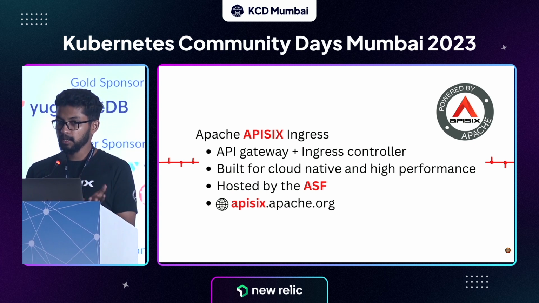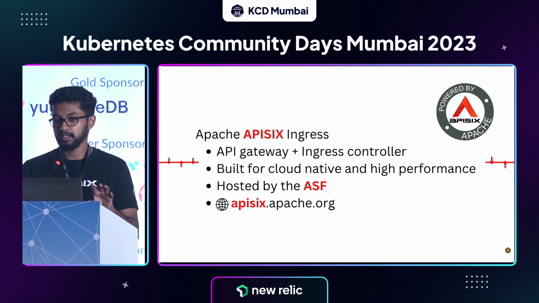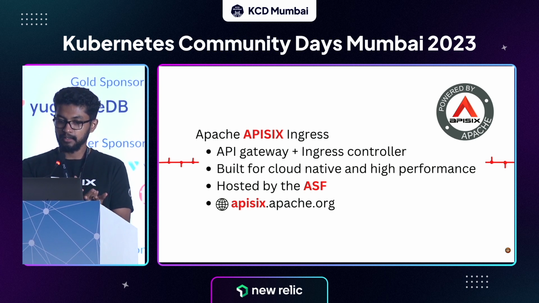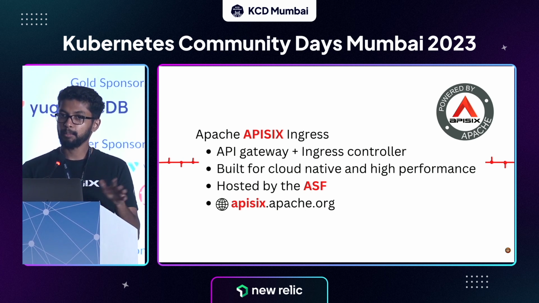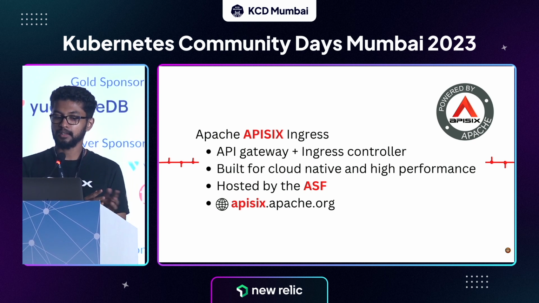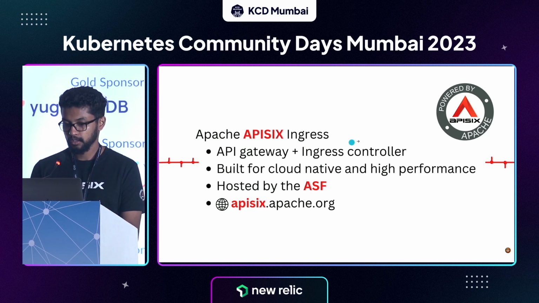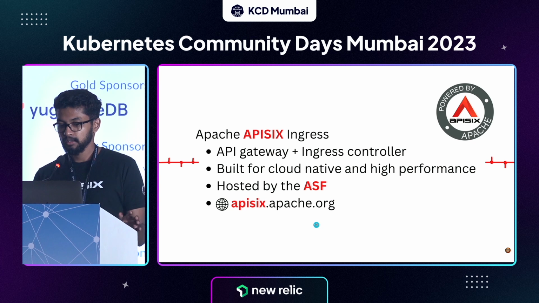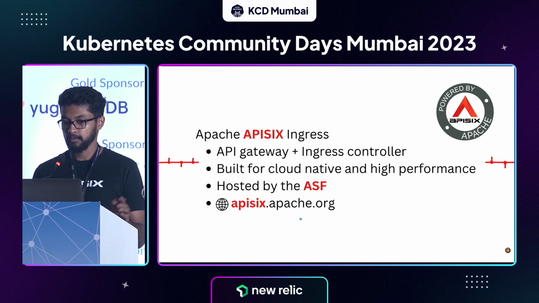So basically, Apache APISIX is an API gateway, and it has an Ingress controller wrapper around it. So the Ingress controller takes the Kubernetes definition, the Ingress API file, and translates it to an APISIX configuration, and APISIX handles all the traffic. So you define what you want with the Kubernetes Ingress API, and then APISIX does it for you. And APISIX is built for a cloud native and high performance environment, and it is hosted by the Apache Software Foundation. You can learn more at apisix.apache.org.